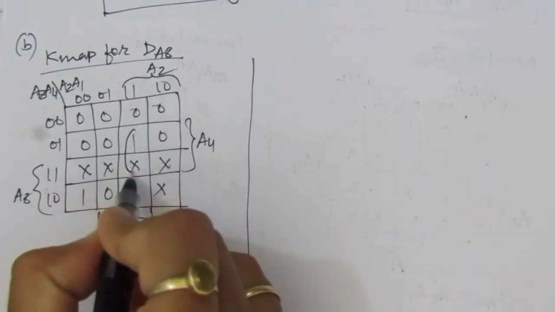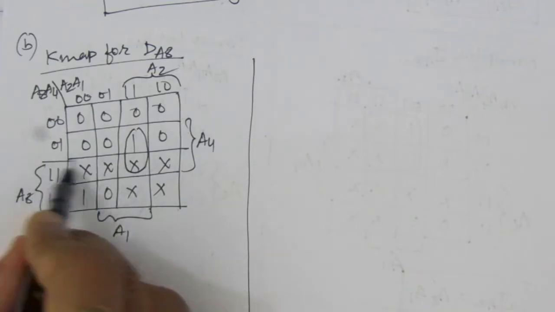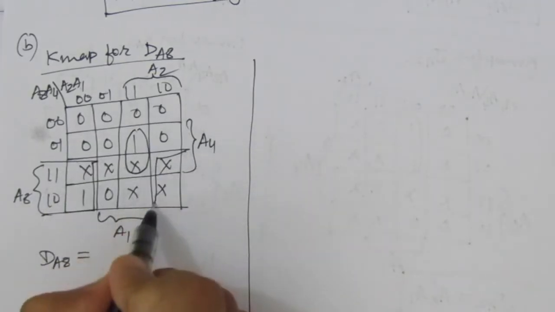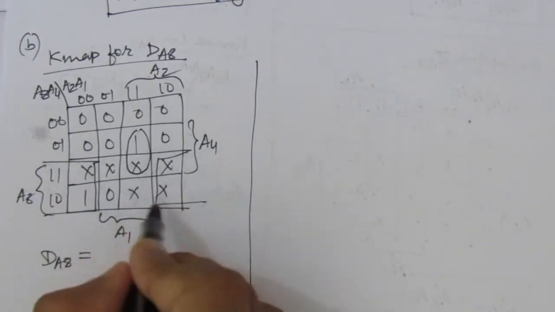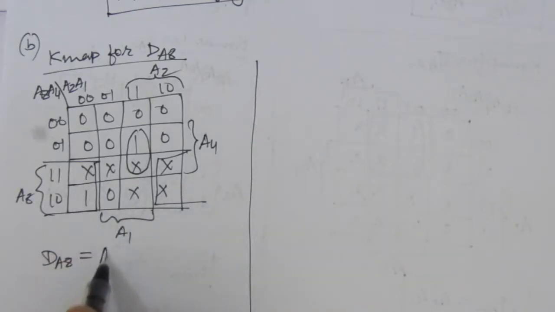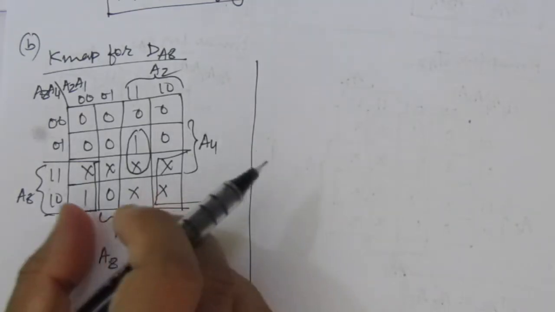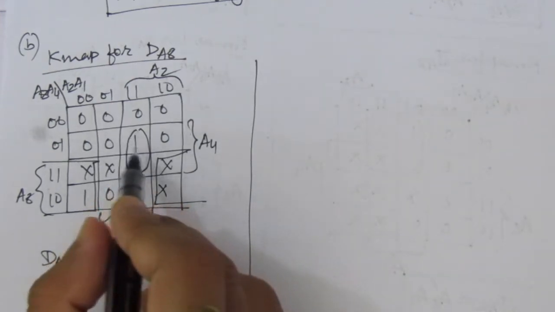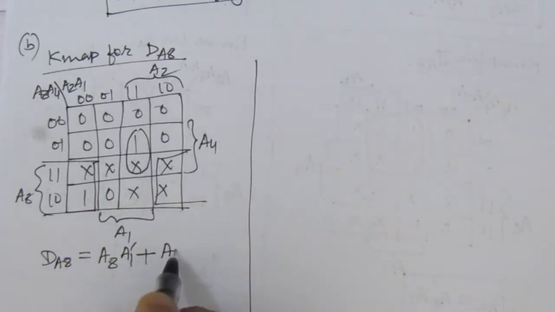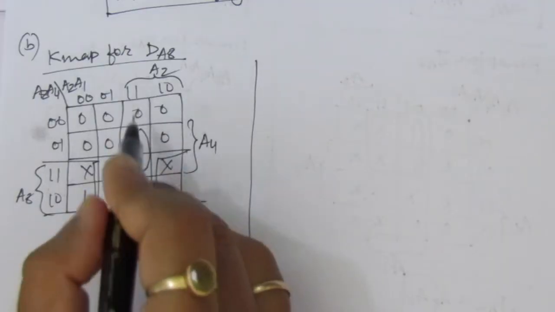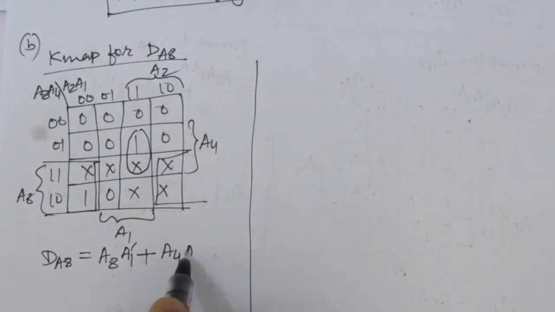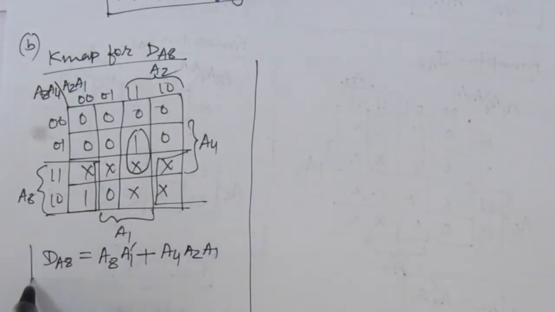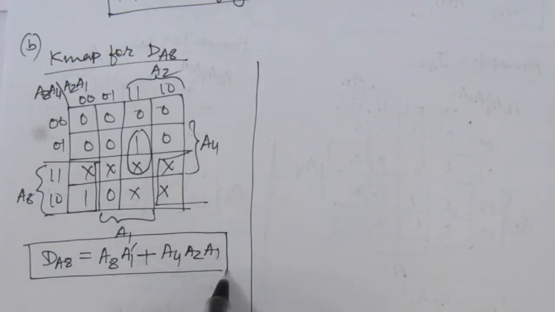So this will be one term and this will be the second term. So from this term we'll have A8 into, from these 2 columns we'll get A1 complement, plus from this term we'll get A4, and from this column we'll get A2 A1. Okay, so we have got the expression for this.